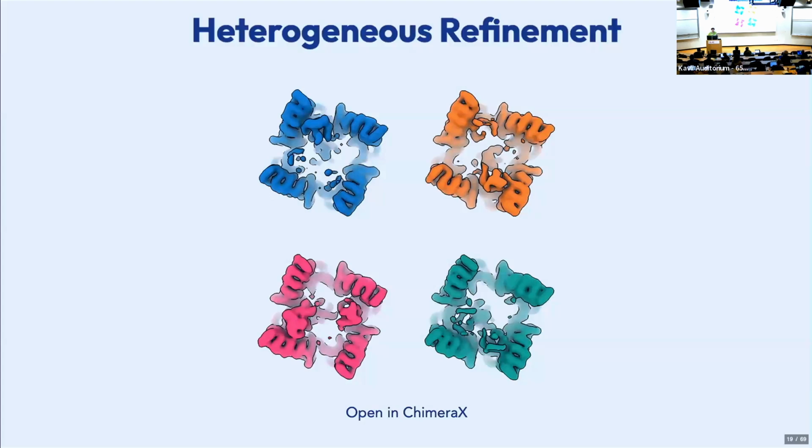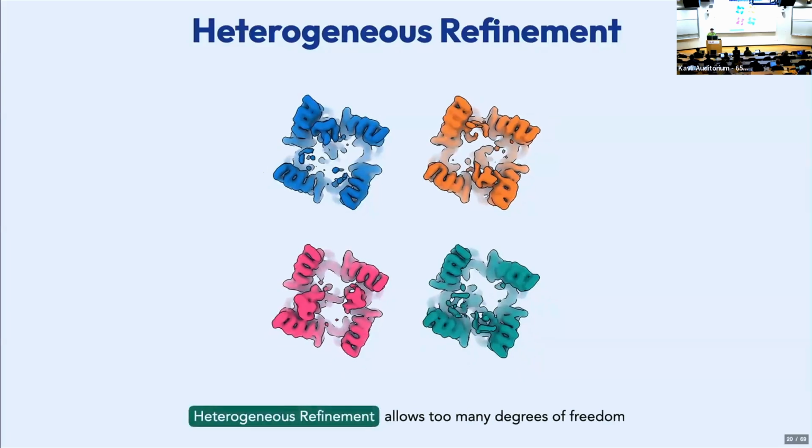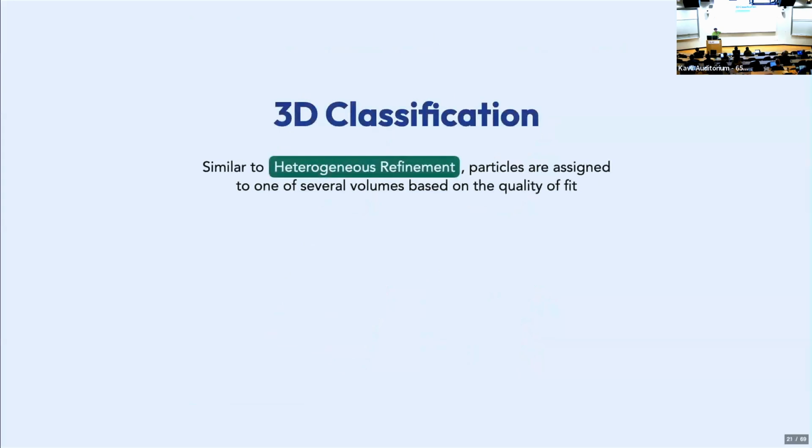The other problem here is that heterogeneous refinement is doing pose alignment, okay? So there are a lot of degrees of freedom in this job, right? For all of the particles, we're saying they might be different in terms of which class they're in, or they might just be poorly aligned. So maybe it just changes the alignment a little bit, maybe it moves around the class, right? And because it has to check all those poses every single iteration, it's slower than if we weren't checking poses, okay? So there are too many degrees of freedom in heterogeneous refinement. That's why we have a different job type called 3D classification, okay?